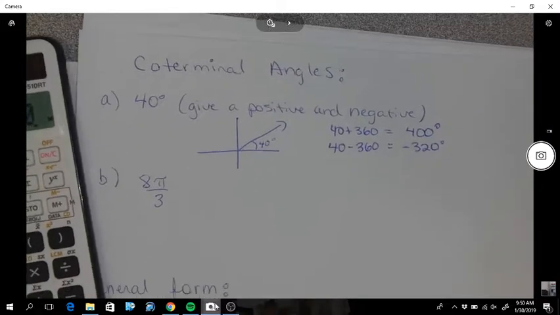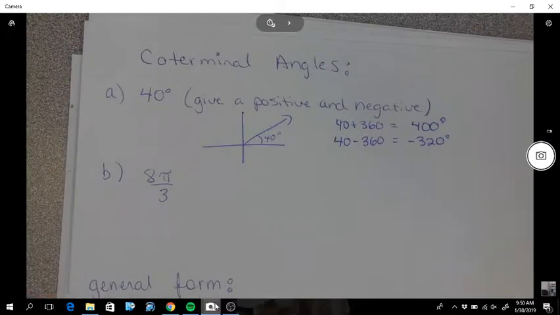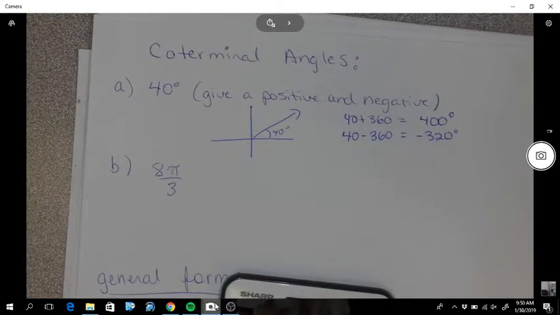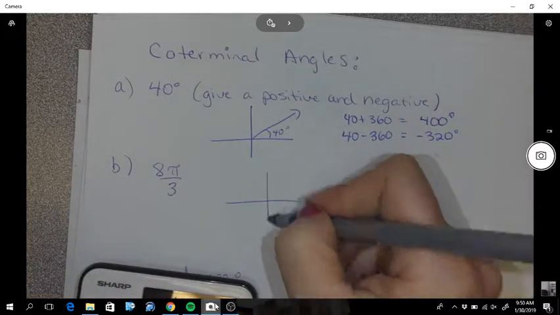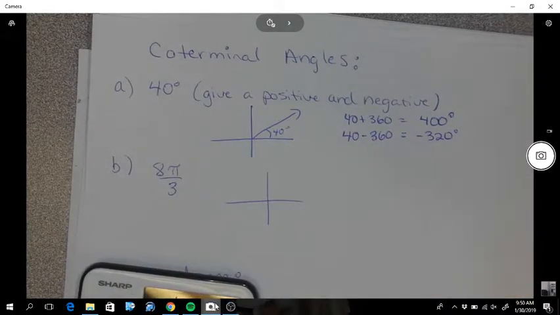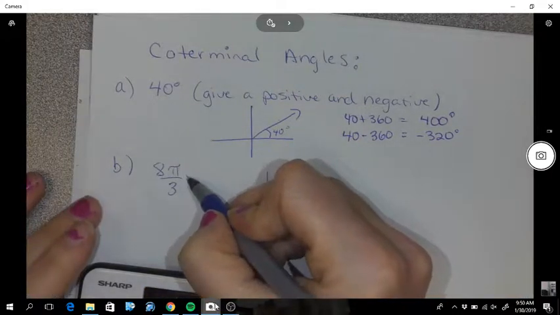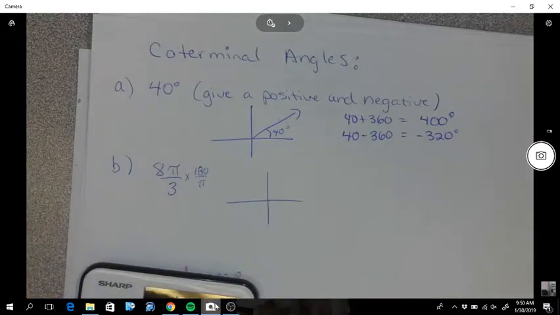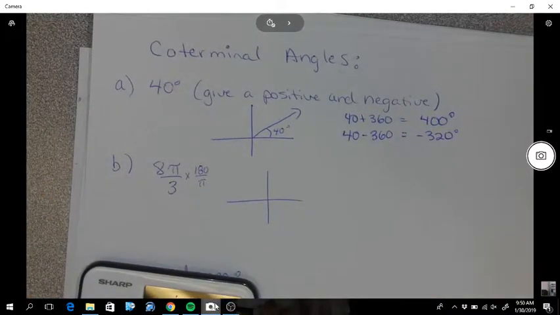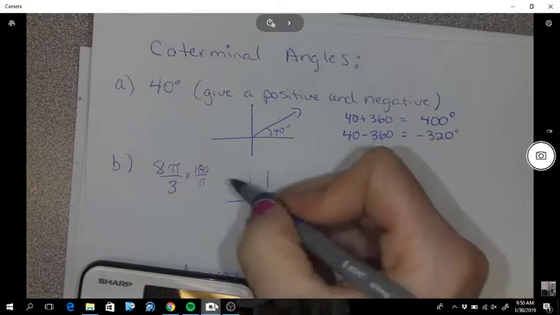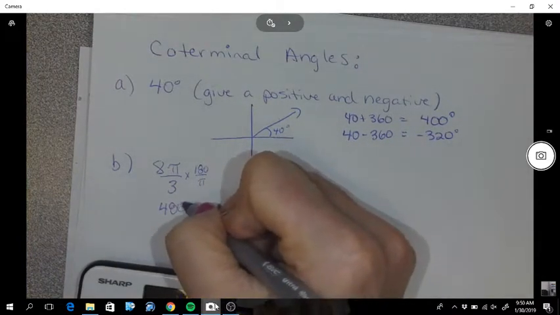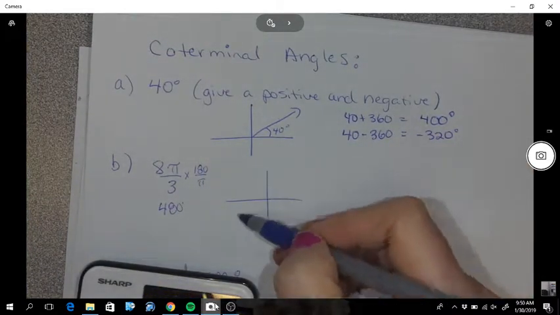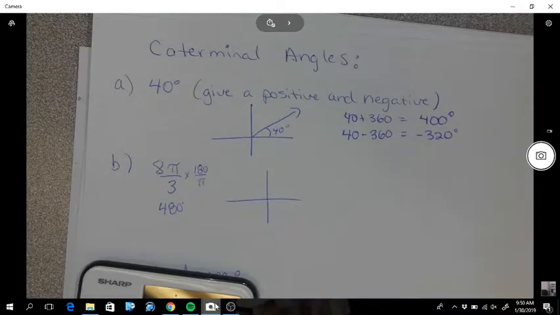Okay, now I have 8 pi over 3. So where does that lie? You could take that conversion if you would like to, times by 180 over pi. So 8 times 180 divided by 3. So 480 degrees. Okay, so where does that lie?